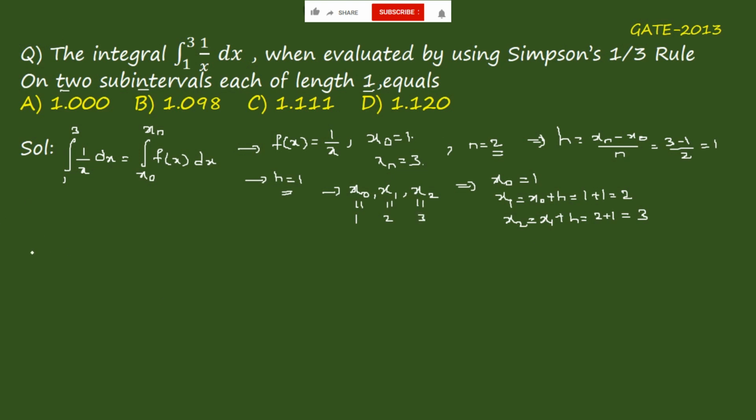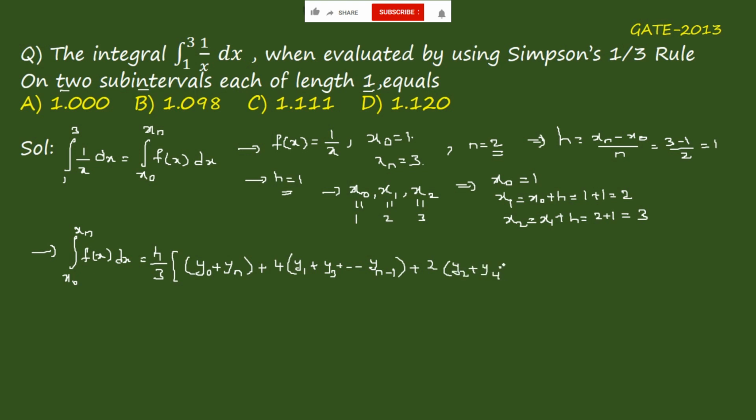Now we'll be using Simpson's rule. The general thing that we know is the integral from x0 to x of n, f of x dx, is equal to h by 3 into y naught plus y of n plus 4 times y1 plus y3 plus so on till y of n minus 1, plus 2 times y2 plus y4 plus so on till y of n minus 2, right? This is the general formula of it.